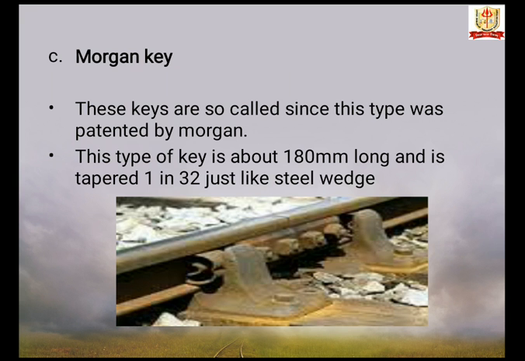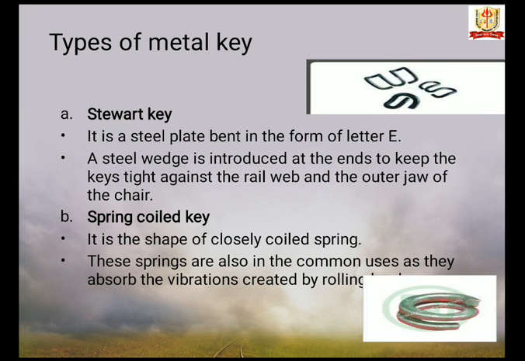Morgan keys. These keys are also called cotters. This type was patented by Morgan. This type of key is about 180 mm long and is tapered 1 in 32, just like a steel wedge. Types of metal keys are Stewart keys and spring coiled keys.